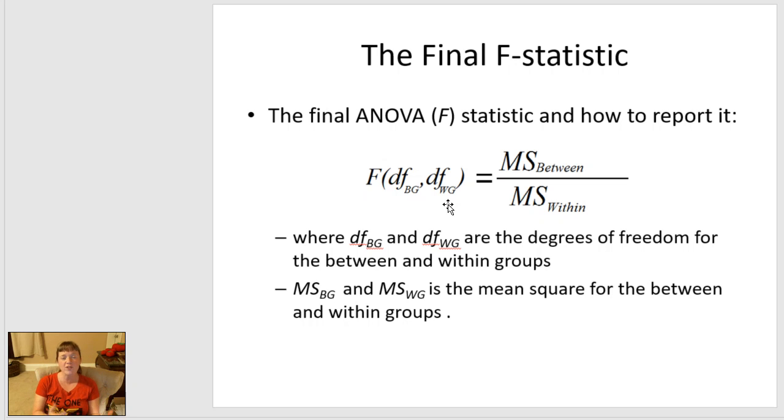And so you report the F statistic like this. F, and then you report the degrees of freedom between, and then you report the degrees of freedom within. And then you take your mean square between, which is our new name for the variance for the effect, and we divide it by the mean square within, which is the variance for the error, right? And now we can get our F.